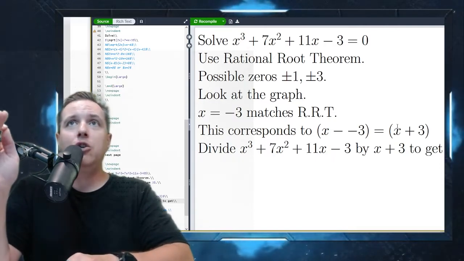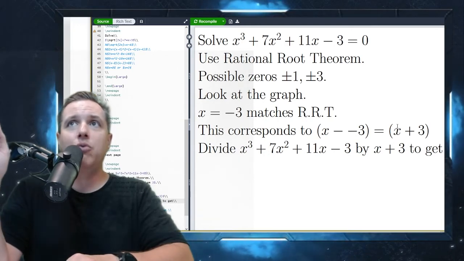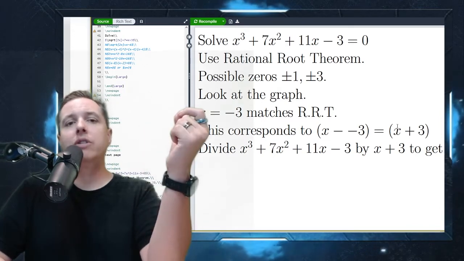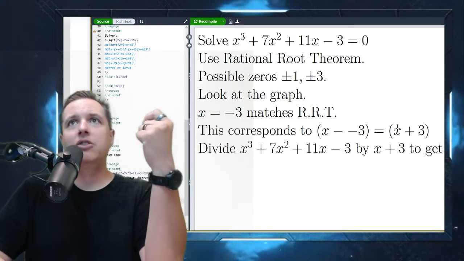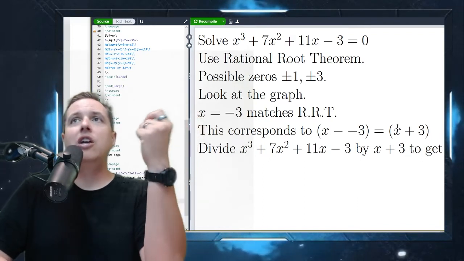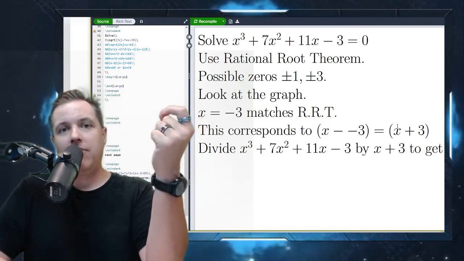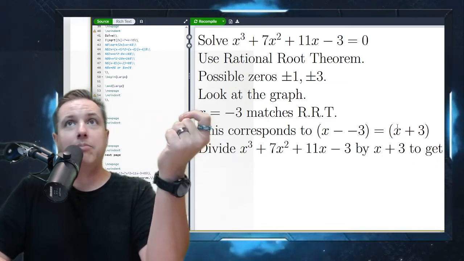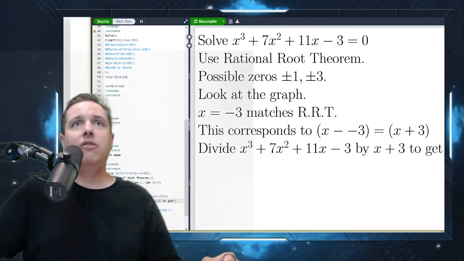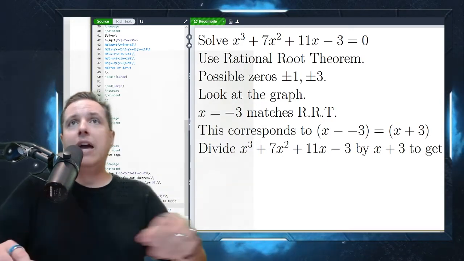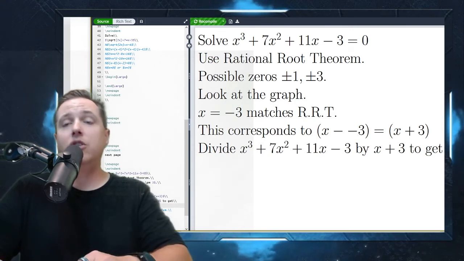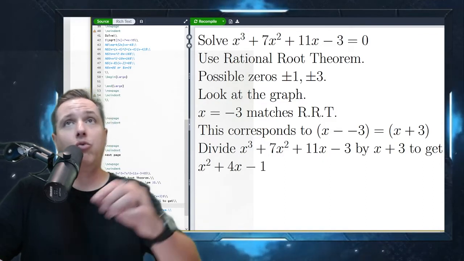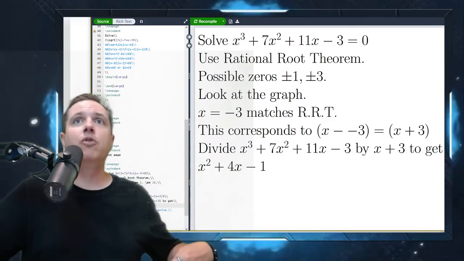But here's the thing. If we divide x cubed plus 7x squared plus 11x minus 3 by x plus 3, a couple things are going to happen. One, if we get 0 as our remainder, then that means that x plus 3 divides that polynomial evenly. It also means that we were right about -3 being an x-intercept here, right? So we're going to go through and do that division. And when you do that, in fact, you do get 0 as your remainder, which is great. That confirms to us that we were right about that initial 0, which is going to end up being a solution to the equation, right?